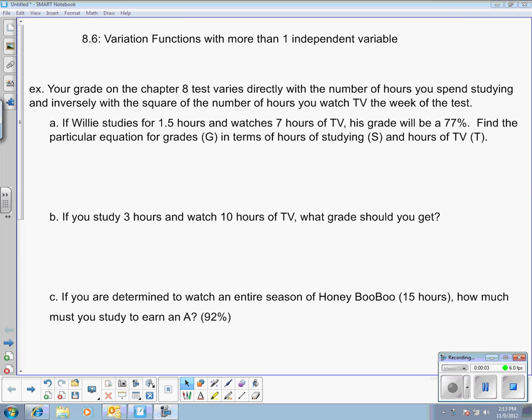Okay, guys, this is 8-6, the last section in the chapter, which means we're almost up to test time. We're going to take a couple of days to catch up on the last two sections and end up testing on Friday, a couple days worth of review.